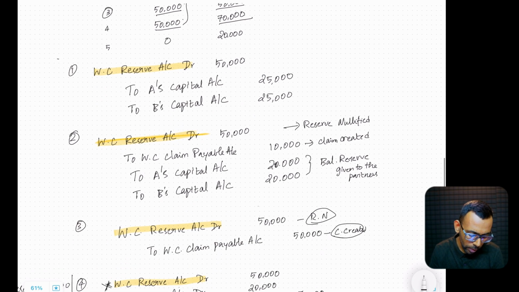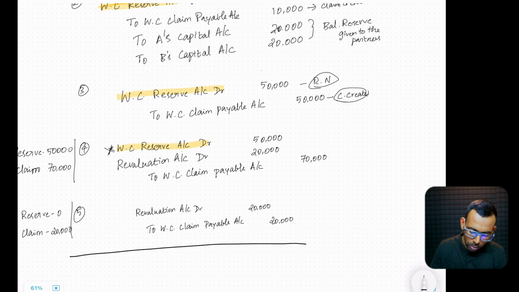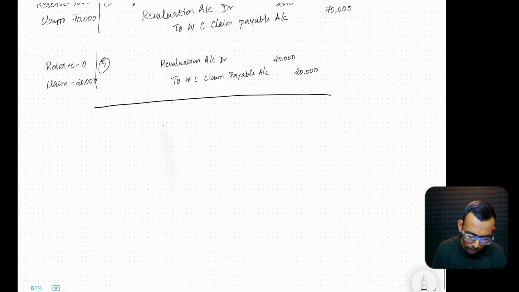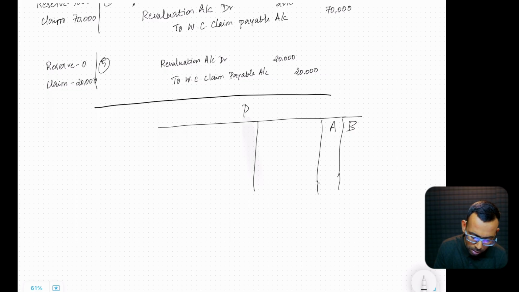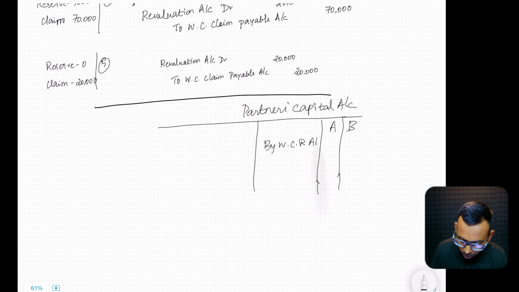What was the journal entry? Workman compensation reserve account debit to partners capital account. So whenever you open the problem, you will have a partners capital account, A's capital account, and then B's capital account. Look only at the credit side of partners capital account. This is partners capital account. So in the first scenario, you will have by workman compensation reserve account 25,000.